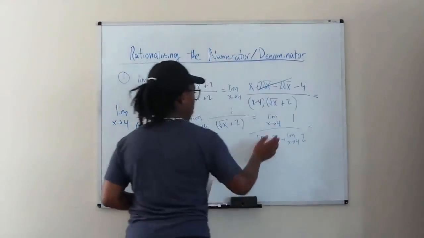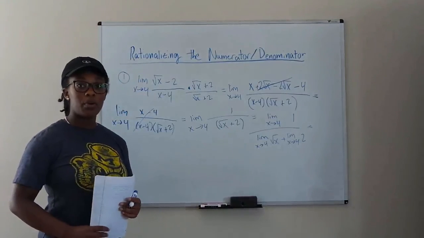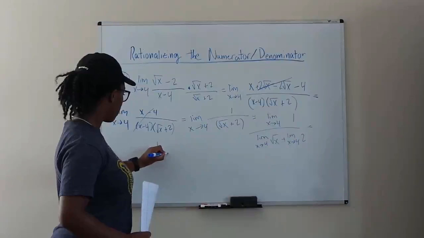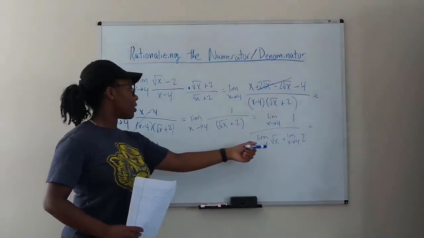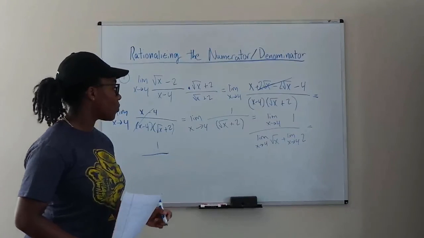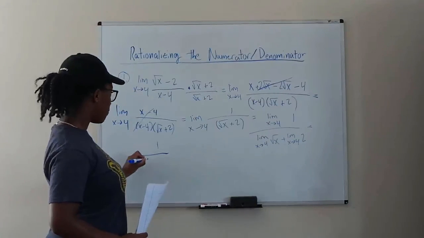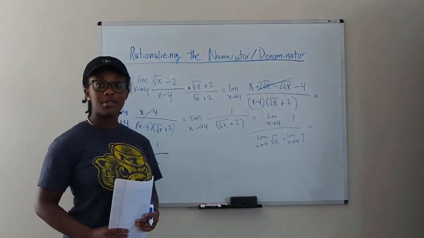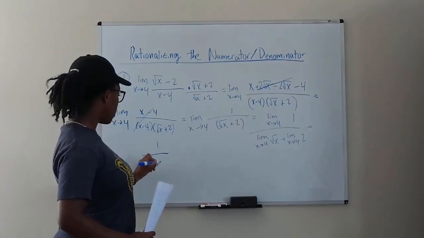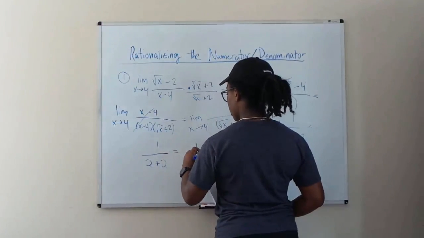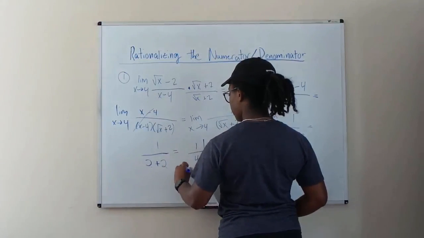And so the 1 up top is just going to be one of our constant limit laws, so that's always just going to remain 1. And then we can just directly substitute in for the square root of x. So the square root of 4 is just 2, and then 2 is another constant, so it's just always going to be 2. So the answer to this problem is just going to be 1/4.